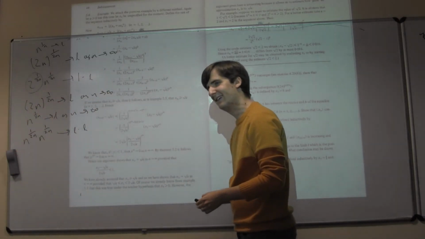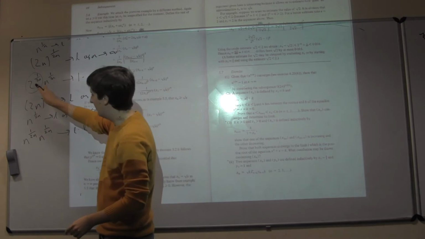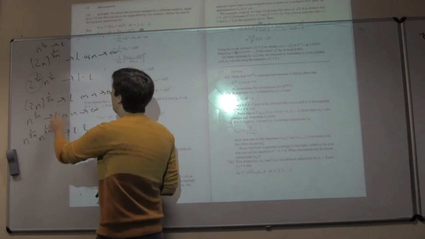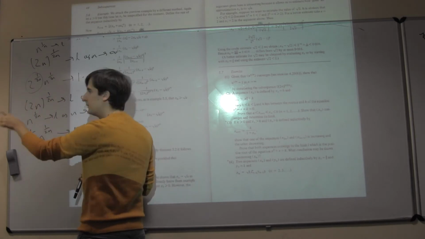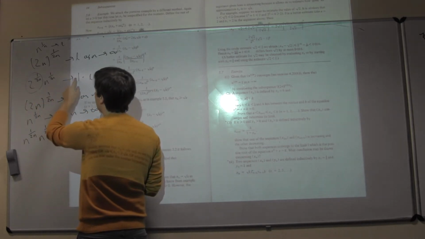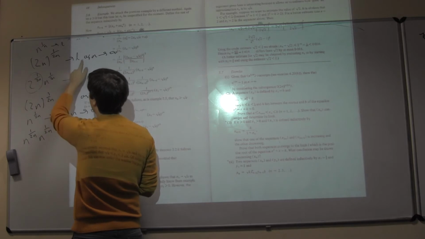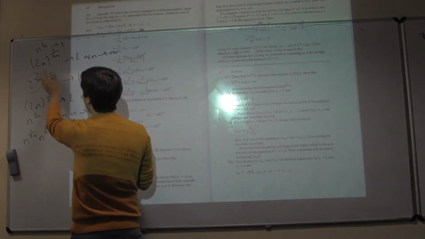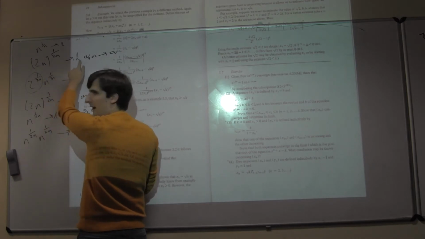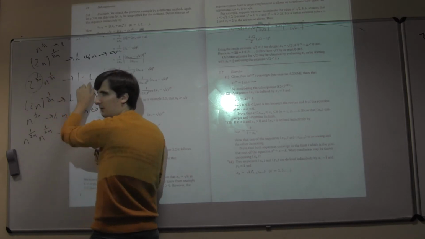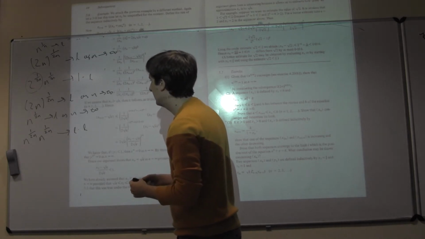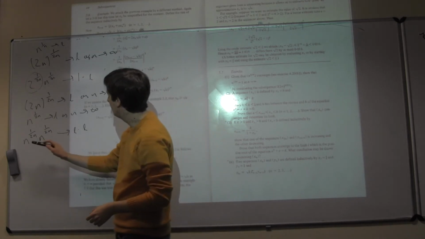So we proved that this tends to 1. So this bit tends to 1. We know that this converges, so by the product rule, this times this must tend to the same limit as this. So 1 times whatever this thing's limit is must be equal to L. So this thing's limit must be equal to L.